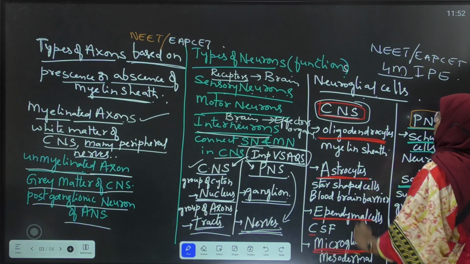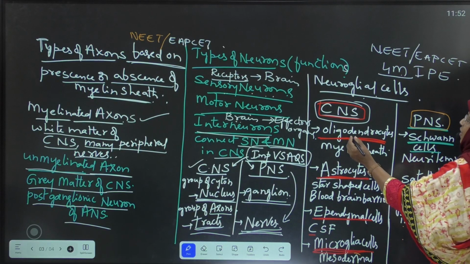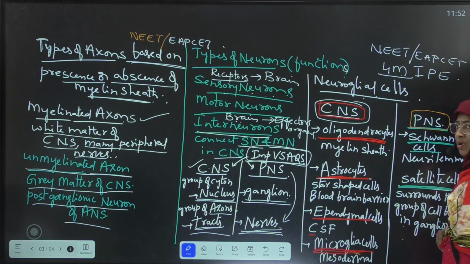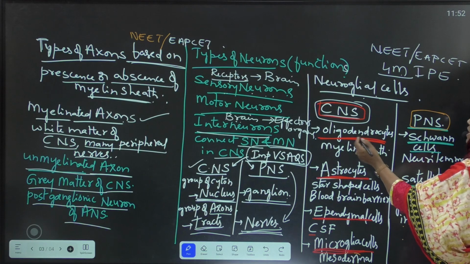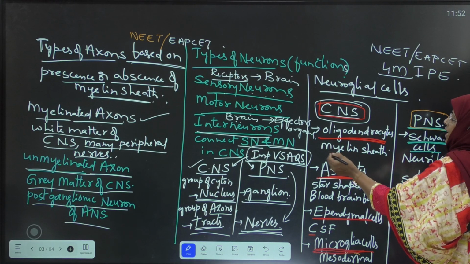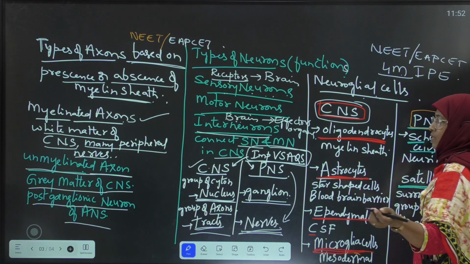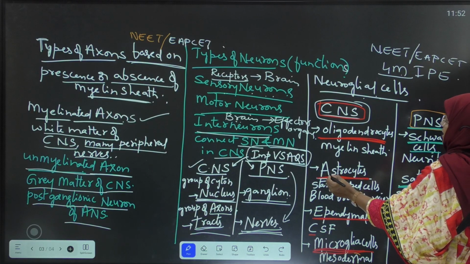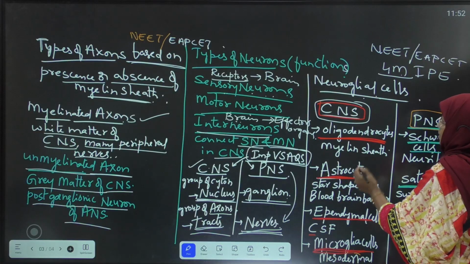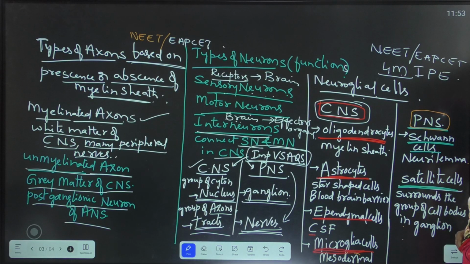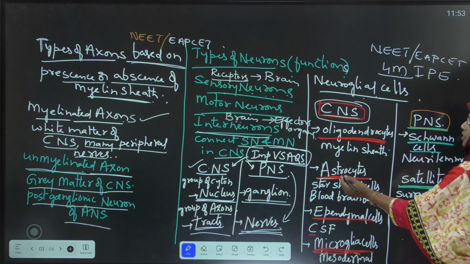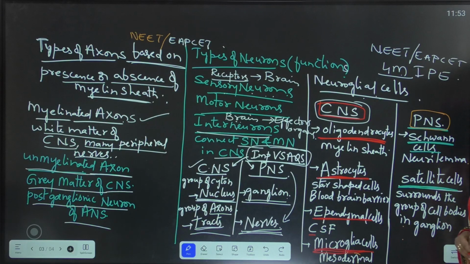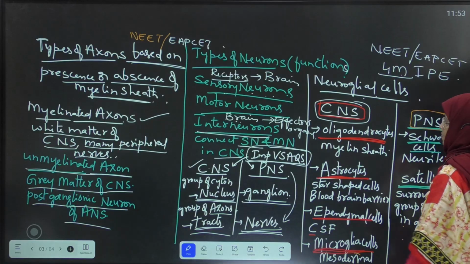First is oligodendrocytes. They form the myelin sheath around the axon in the CNS, that is, the central nervous system. Next type of cells are astrocytes. Astro means star. These are star-shaped cells. Star-shaped neuroglial cells are called astrocytes.